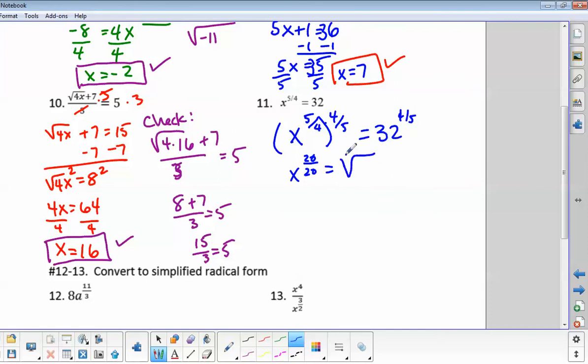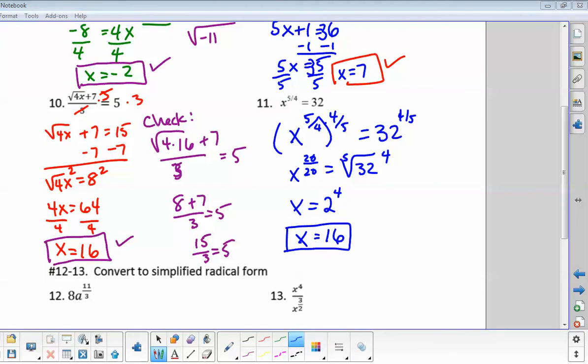Over here, you have power over root. You have the 5th root of 32 to the 4th power. Okay, so the 5th root of 32, some number times itself 5 times gives you 32. And that number is 2. And 2 to the 4th is 2 times 2 times 2 times 2. So you get 16. Alright, now if you raise 16 to the 5/4, you can check your answer and see that that works as well.